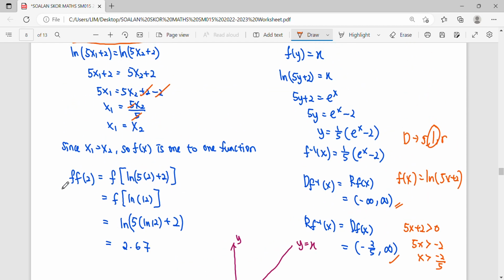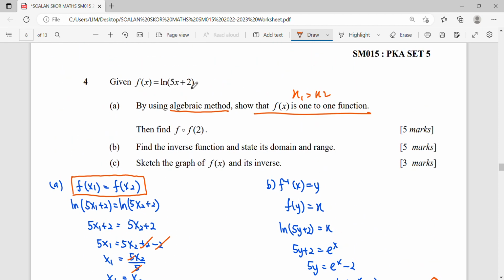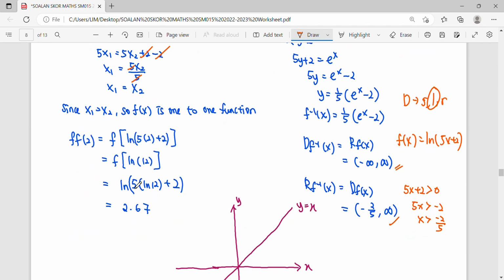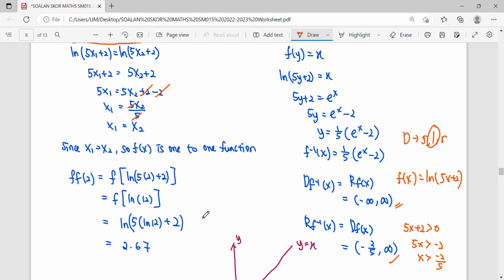Okay, so just now for f(2), you're going to substitute 2 into your function. So you figure out 12. So substitute ln 12 into the place of x. So 5 times ln 12. This one you can figure out with your calculator.